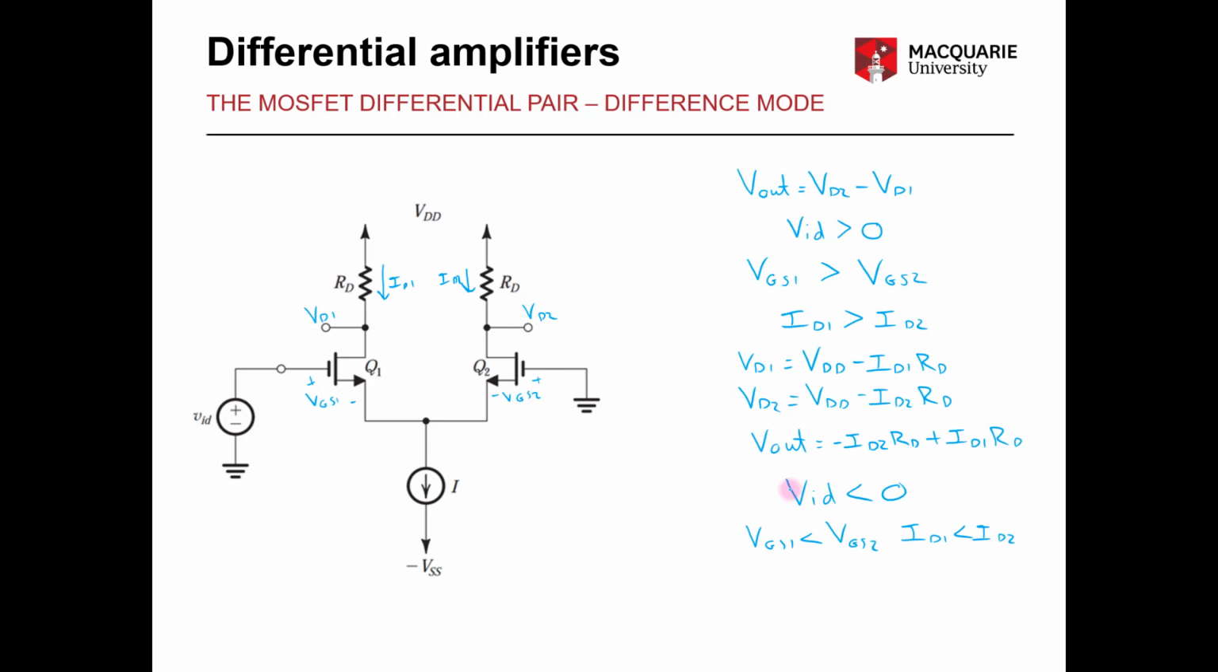So in conclusion, we can say that the differential pair circuit responds to a differential input by providing a differential output. A positive VID will provide a positive differential output, a negative VID will provide a negative differential output. This is in contrast to the common mode input, which we looked at in a previous video, in that case, with a common mode voltage coming into both terminals, we saw that there was 0 at the differential output.